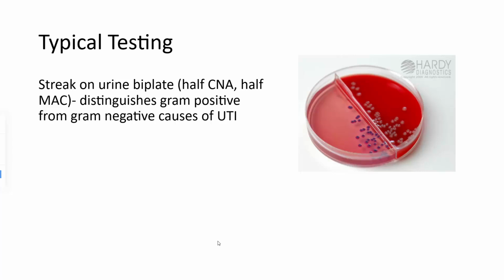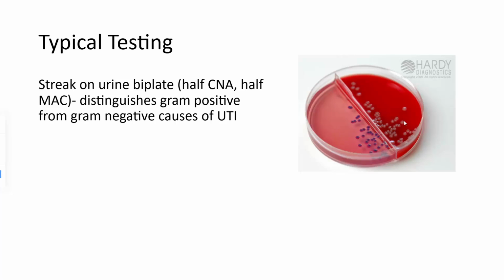Then you would streak it onto a urine biplate. So half of the plate is CNA and the other half is MacConkey. This distinguishes the gram-positives from the gram-negative causes of UTIs. So this side is the CNA side. Typically only gram-positives would grow on that side. This side is the MacConkey side, and only gram-negatives would grow on the MacConkey side.